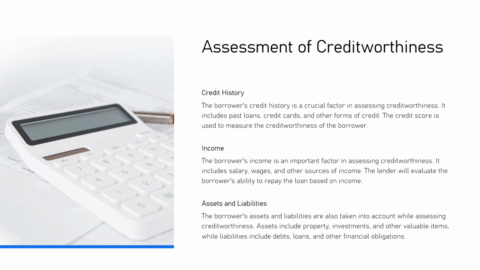Assets and liabilities. The borrower's assets and liabilities are also taken into account while assessing creditworthiness. Assets include property, investments, and other valuable items, while liabilities include debts, loans, and other financial obligations.